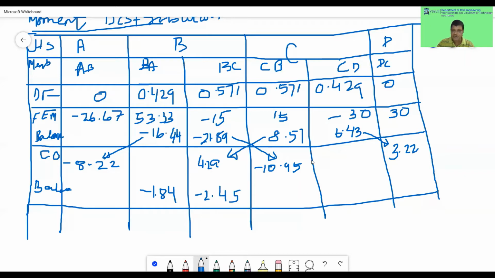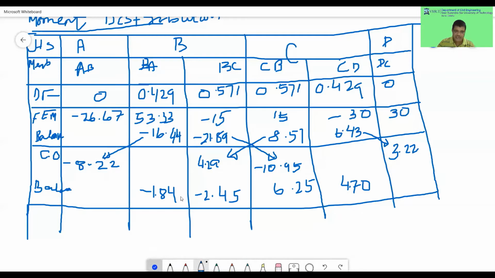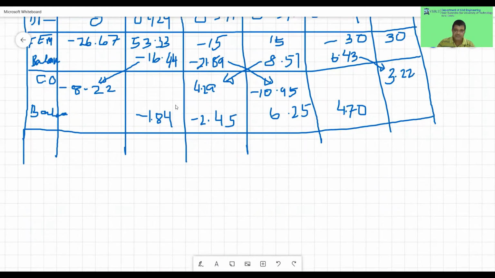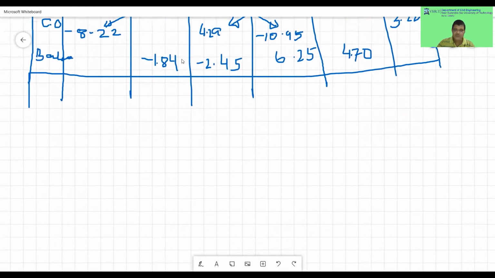Now come to joint C. The net unbalanced moment is minus 10.95. So you will apply plus 10.95. So 10.95 into 0.571 will give the value of 6.25. So that will be positive 6.25, and here it will be 4.70. Okay. Now from this again we will go for doing the carryover and balance. We will continue like this.